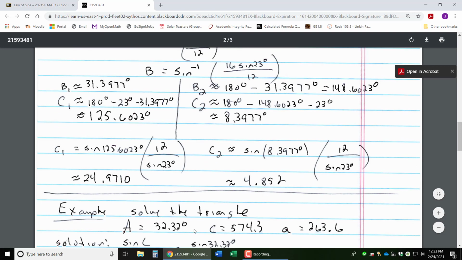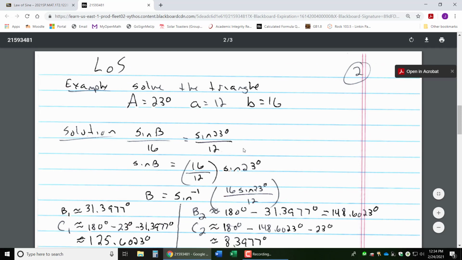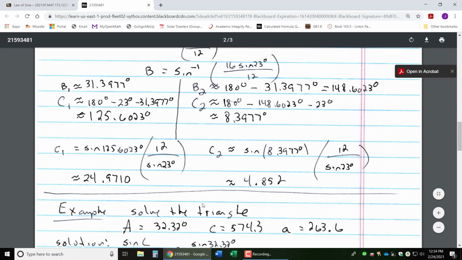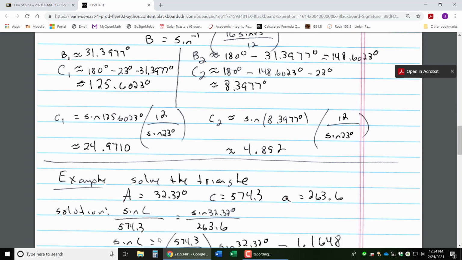All right, next example, we're given an angle. We've got the side opposite the angle and one of the other sides. The letters don't really matter. I used A and B on this example, and now I'm using A and C. But that combination, angle and side opposite, is key for the law of sines. Okay, so we're going to have to solve for angle C. Same thing. I dive right in.